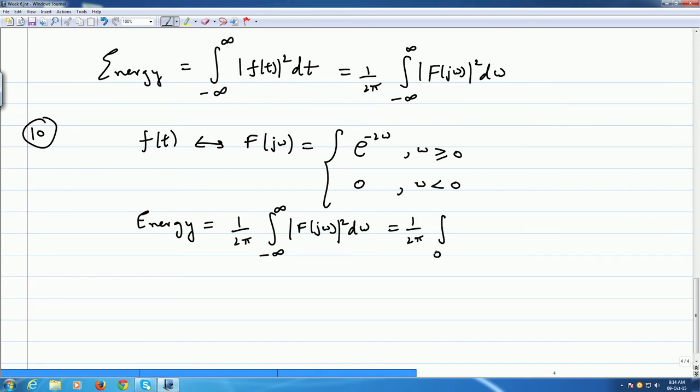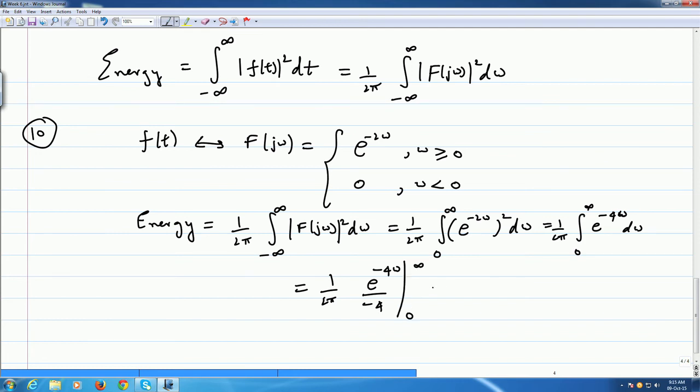So, I know for this particular j omega, it is just 0 to infinity e power minus 2 omega whole square d omega, which is nothing but 1 by 2 pi integral 0 to infinity e power minus 4 omega d omega, and that is nothing but 1 by 2 pi e power minus 4 omega by minus 4 evaluated between 0 and infinity. At infinity, this is going to go to 0, right, and minus at 0, it is going to be 1 by minus 4. So, the value ends up being 1 by 8 pi. Okay, so, that is the answer.